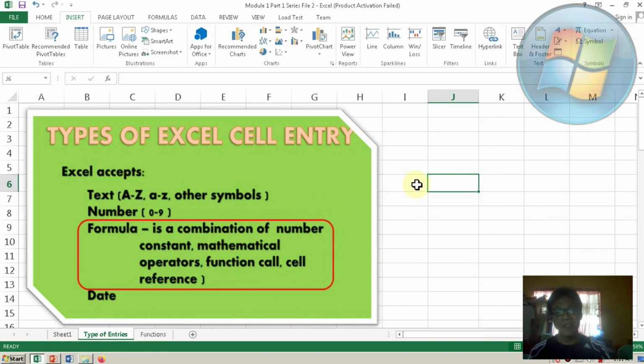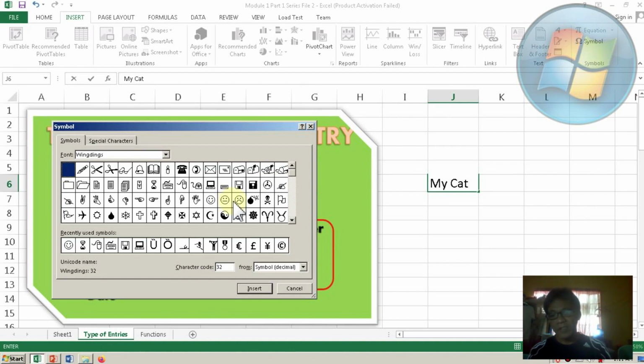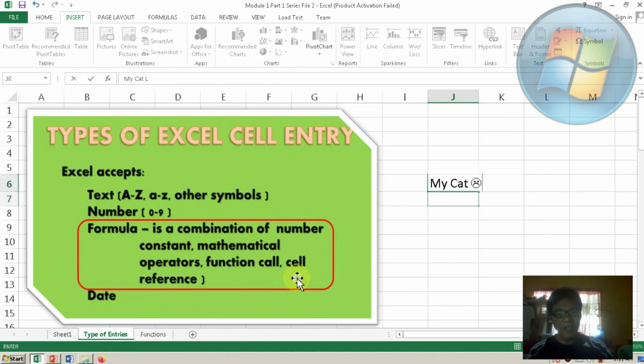Now for entering text, we normally use the keyboard. So in our keyboard we can enter letters and digits. By the way, text is actually alphanumeric combinations of letters and numbers, but they are not used in the calculation. Let's say my cat, then you may use a symbol to represent the cat. Okay, for example this one, and then click insert. So now we are entering the combinations of information, letters, and special symbols.